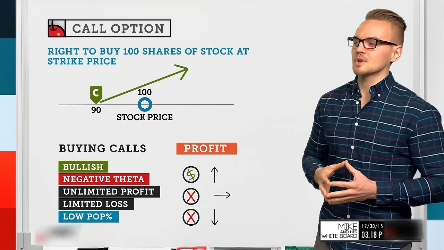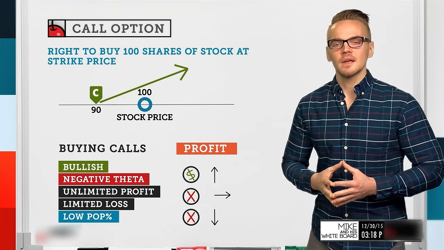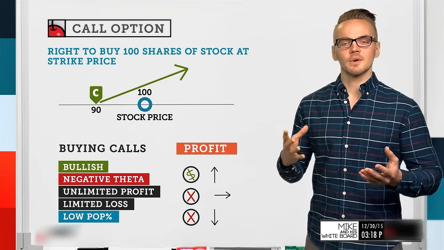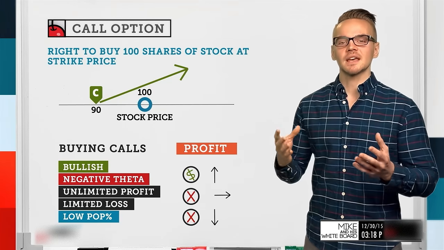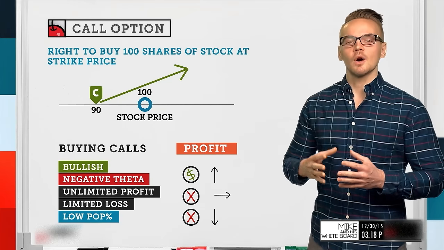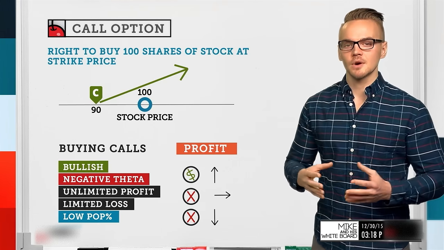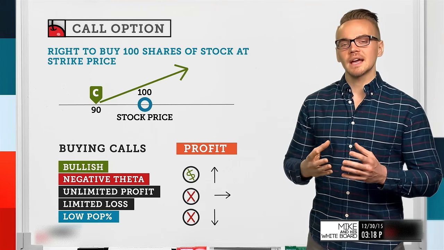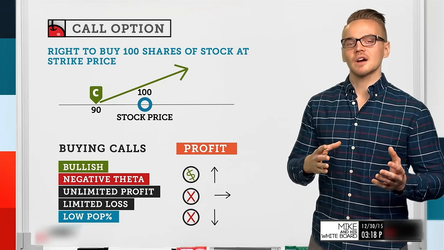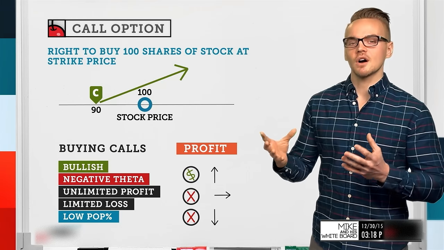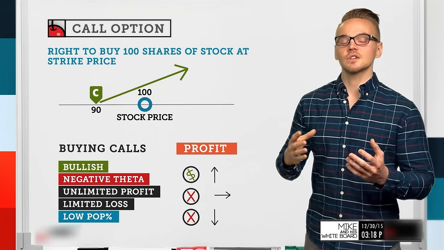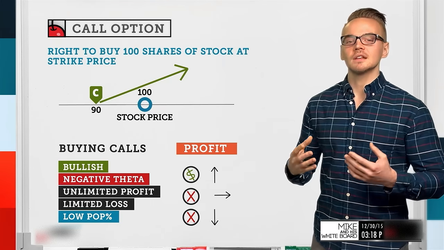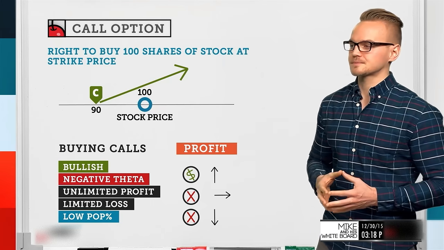When we're buying calls, we also have negative theta. If you're new to options trading and you don't know what theta is, it's basically a decay that can happen to an option over time, all else equal. So when we're buying calls, we have negative theta decay because as our call option gets closer and closer to expiration, it loses more and more value.